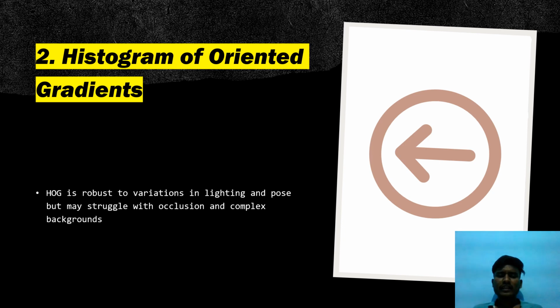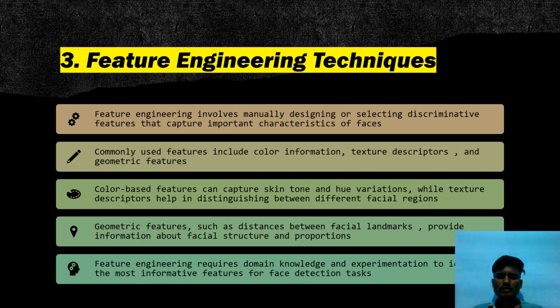Histogram of oriented gradients. HOG is robust to variations in lighting and pose but may struggle with occlusion and complex backgrounds. Feature engineering techniques. Feature engineering involves manually designing or selecting discriminative features that capture important characteristics of a face. Commonly used features include color information, texture descriptors, and geometrical features.